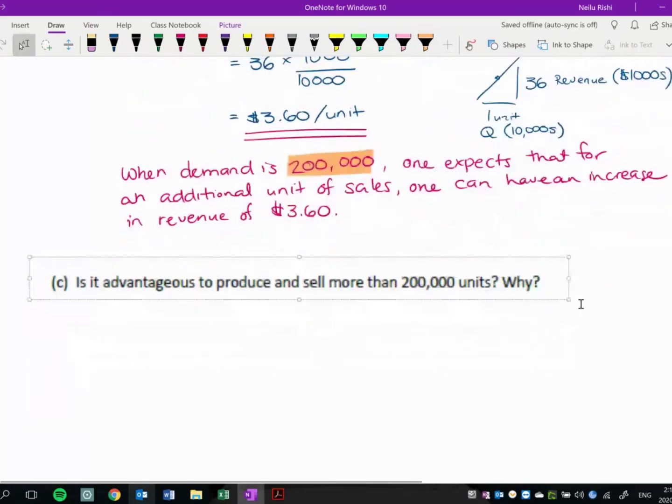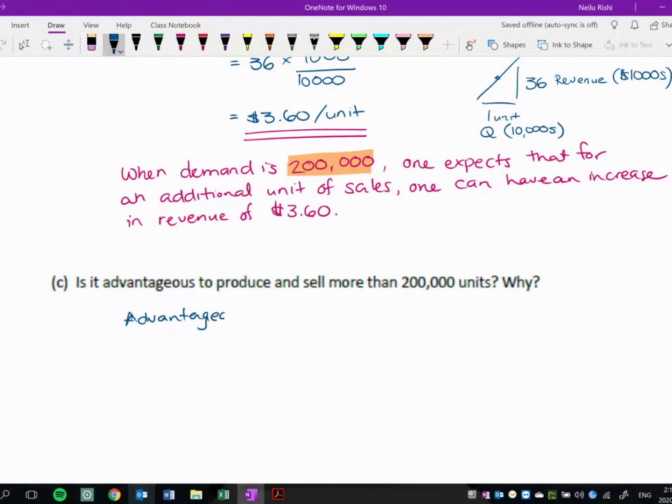Okay. Is it advantageous to produce and sell more than 200,000 units? What do you guys think? Why? Advantageous or not advantageous to sell more than 200,000 units? And the answer is yes, it is advantageous. Now let's talk about why, because that's a 50-50, so I usually ask a why. And it's important to support this.